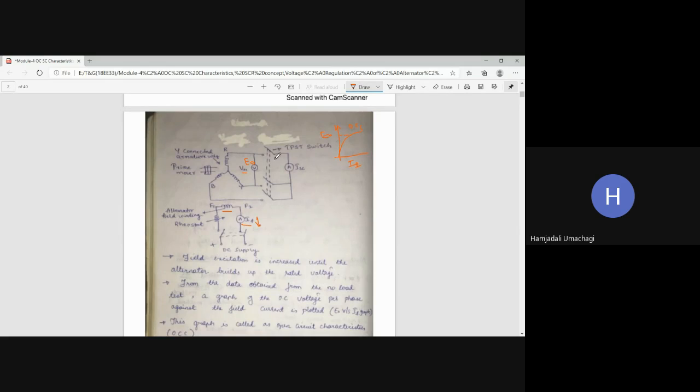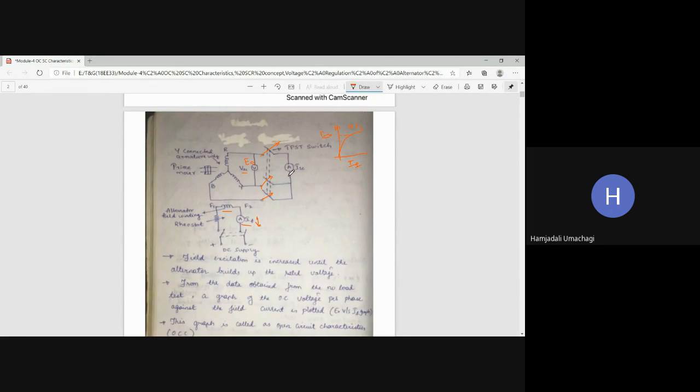After that, you have to close the TPST switch of all the 3 terminals. So if you close the TPST switch, now it is what? Short circuit. So here you are going to short it via some low resistance ammeter. And now your work is what? You have to slowly vary the excitation.